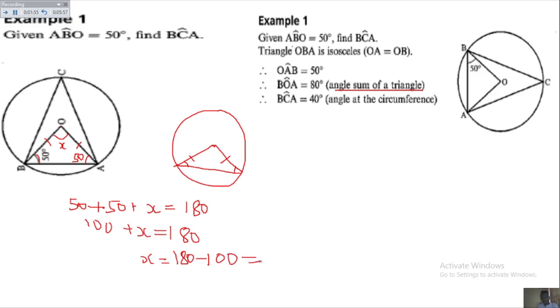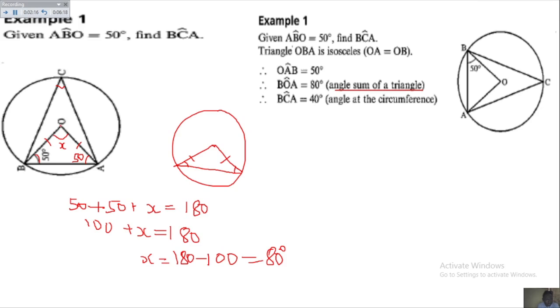And that will give you what? 80. Okay, automatically this angle is 80. And you know that this angle is twice this angle. Automatically it is 80. You can see two of this angle in this place. You see it's bigger now. This is smaller, this is bigger.